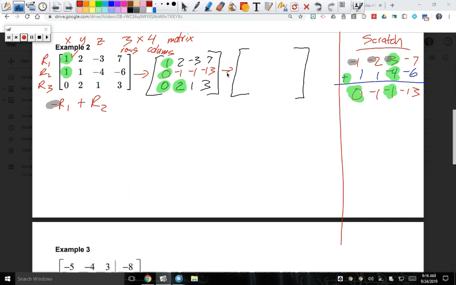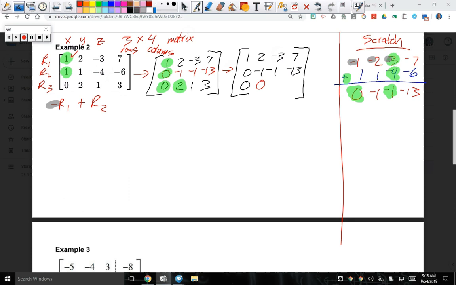Does row 1 or 2 change? No. So 1, 2, negative 3, 7, 0, negative 1, and negative 13. That all stays the same. And my goal is to keep that a 0 and change this 2 to a 0. That's my goal. Okay? So here we go.